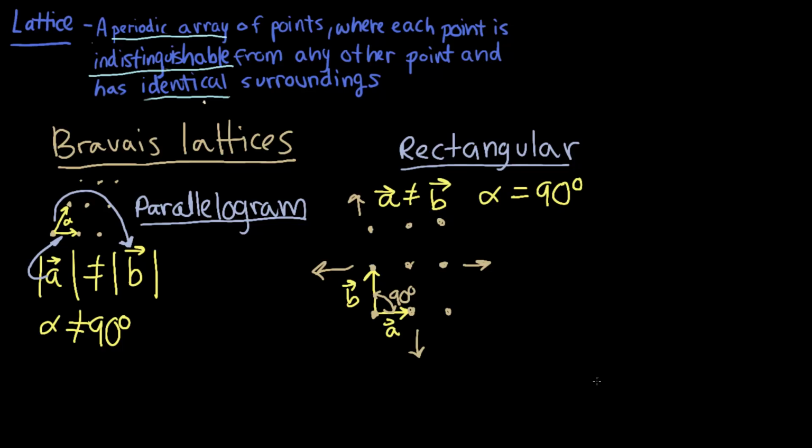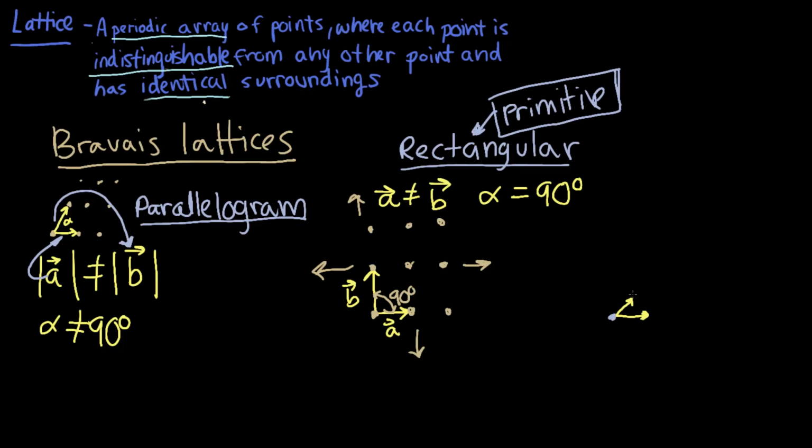I can also define what is known as a centered rectangular lattice. This first one we showed is actually known as a primitive rectangular lattice. We will look more on that later when we talk about unit cells. But a centered rectangular lattice has the same restrictions as the parallelogram. A is not equal to B, alpha is not equal to 90 degrees.